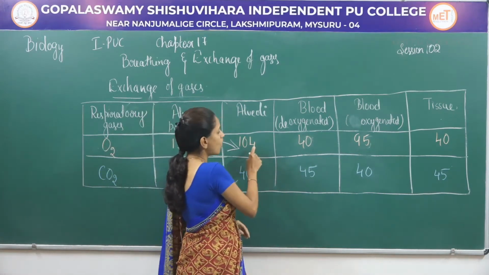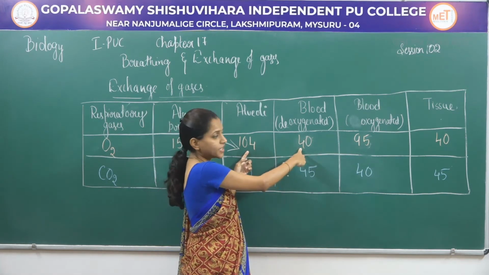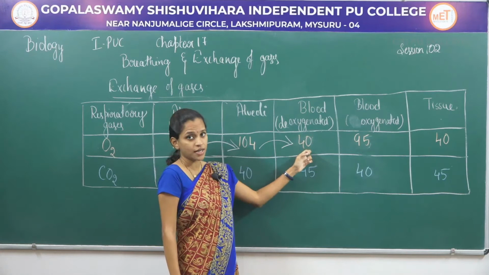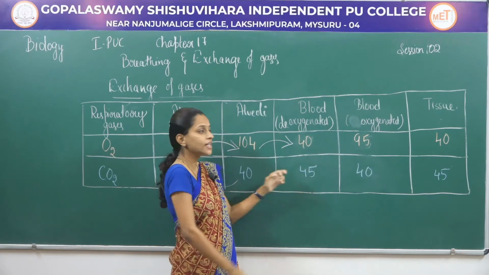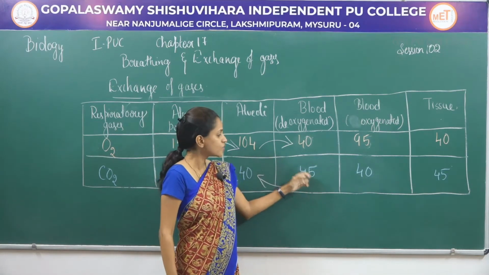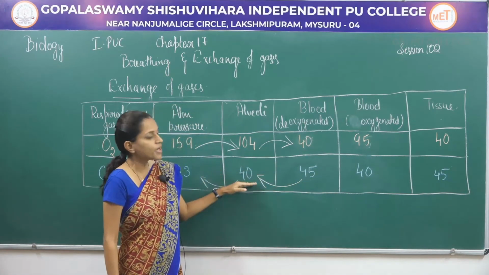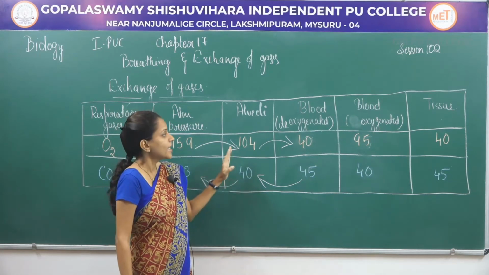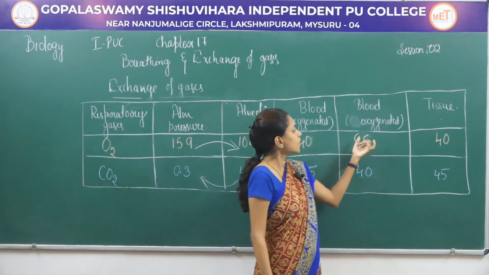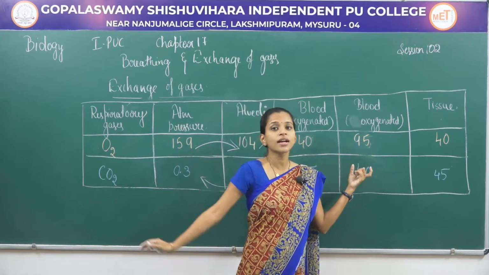So if you consider here, 104 will be the pressure of oxygen in the alveoli compared to the deoxygenated blood. So the diffusion from the alveoli takes place into the deoxygenated blood, and when it comes to carbon dioxide, the concentration of carbon dioxide in the deoxygenated blood is more compared to the alveoli. So carbon dioxide from the deoxygenated blood passes on into the alveoli. Next, when this deoxygenated blood has completely become oxygenated, the concentration of oxygen will be 95 in oxygenated blood and 40 for carbon dioxide.